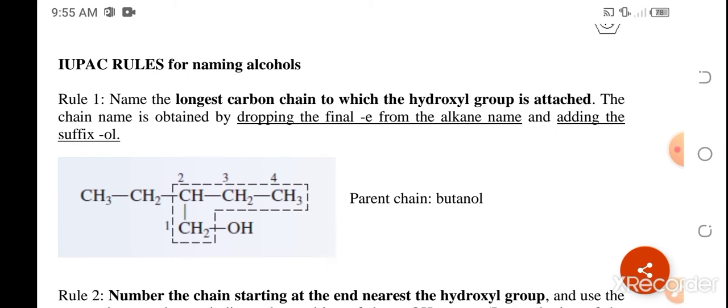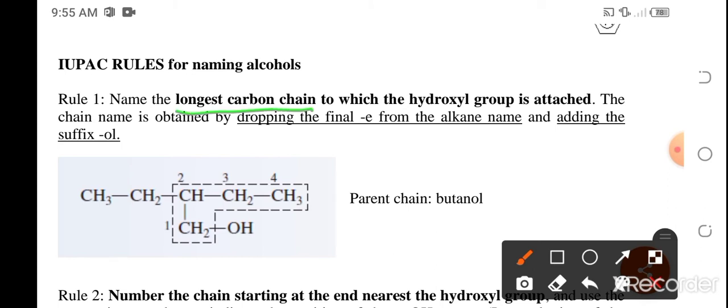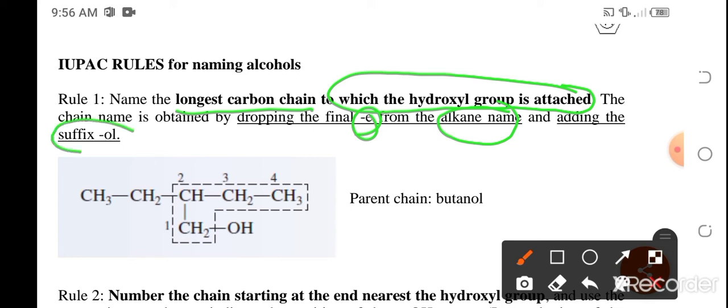Okay, rule number 1, you have to find for the longest carbon chain na nagbe-bear ng hydroxyl group. So, hindi lang siya dapat longest, rather, nandun din yung carbon atom na pinag-attachan ng hydroxyl group. And that would be the parent chain. Okay, since the carbon-to-carbon bond ay single, so we are adopting the alkane name. However, we are going to drop the E. And we have to add the suffix OL.